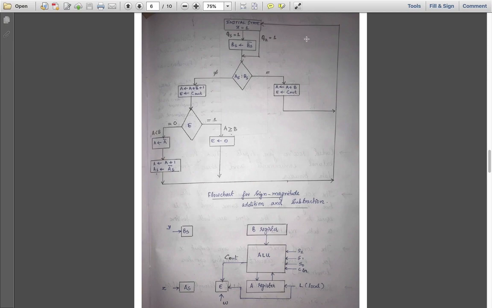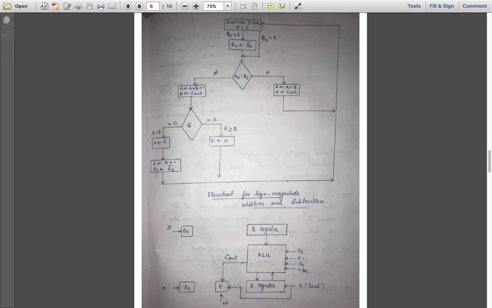So if the sign bits of A and B are the same, that is, if both A and B are minus, or both are plus, you just perform the addition, and if any carry is generated, you store it into the register E and go back to the initial state. Now the real thing that needs to be done is, if the signs are different, then you have to take the 2's complement of B. You add the content of register A with the 2's complement of the content of register B, and if any carry is there, you store it into the E register.